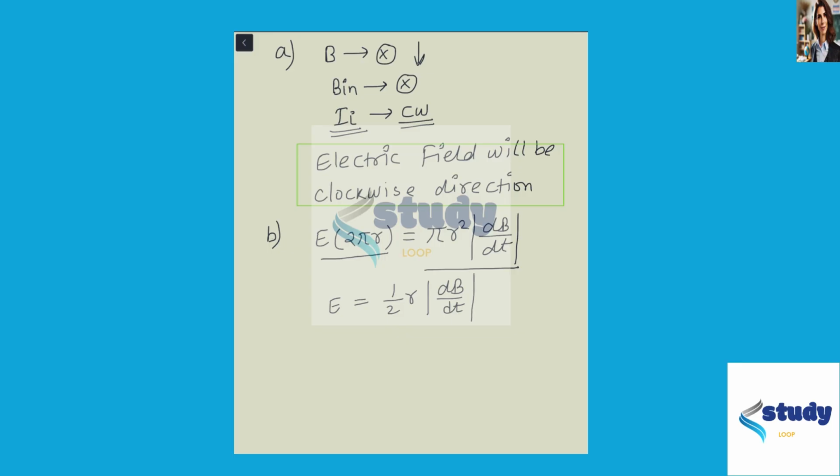By putting in values, r by 2 is 0.100 meter divided by 2, multiplied by dB by dt, which is 0.0350 Tesla per second. So the magnitude of the electric field will be equal to 1.75 multiplied by 10 to the power minus 3 volt per meter. This is the electric field induced in the given coil. Okay, so this is the answer for the second part.